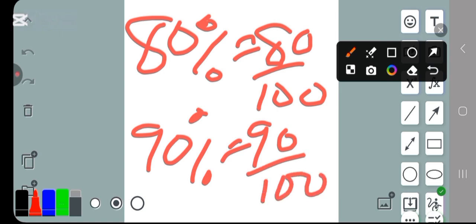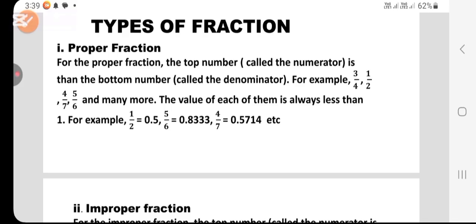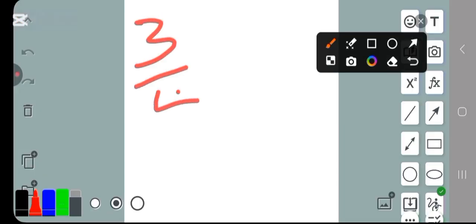And so let's move on to types of fraction. Number one type of fraction that we have is the proper fraction. For the proper fraction, the top number, which we call the numerator, is smaller than the bottom number, called the denominator. For example, we have 3/4. 3 is the numerator, smaller than the denominator, 4.